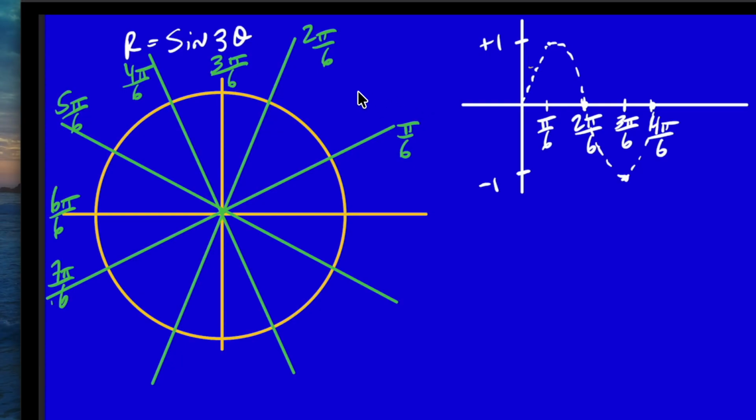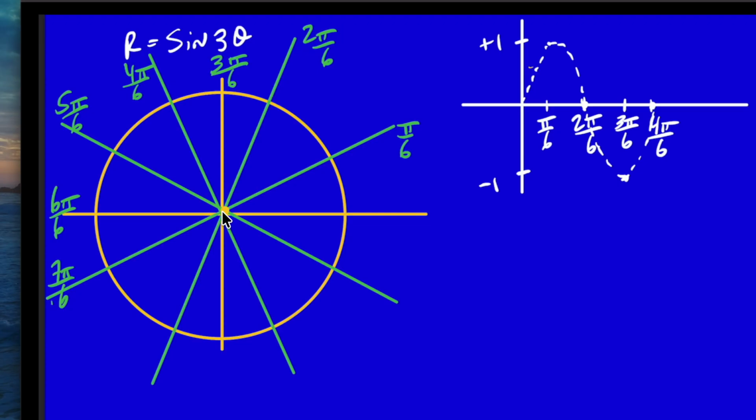Let's now go ahead and graph r equals sine of 3 theta with the help of our rectangular coordinate graph. Here we're going to start when theta equals 0, and when theta equals 0, the r value is 0. Again, the y value on the rectangular system is going to be the r value on our polar system. So right at theta equals 0, we're going to be at r equals 0.